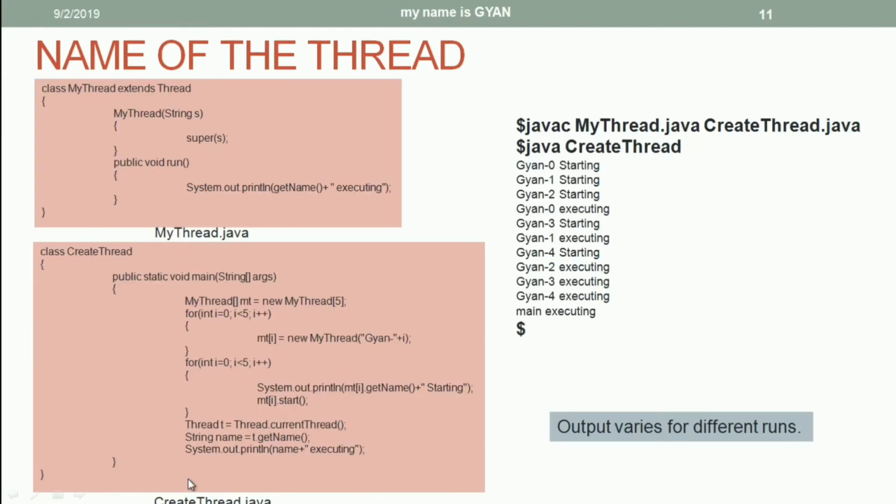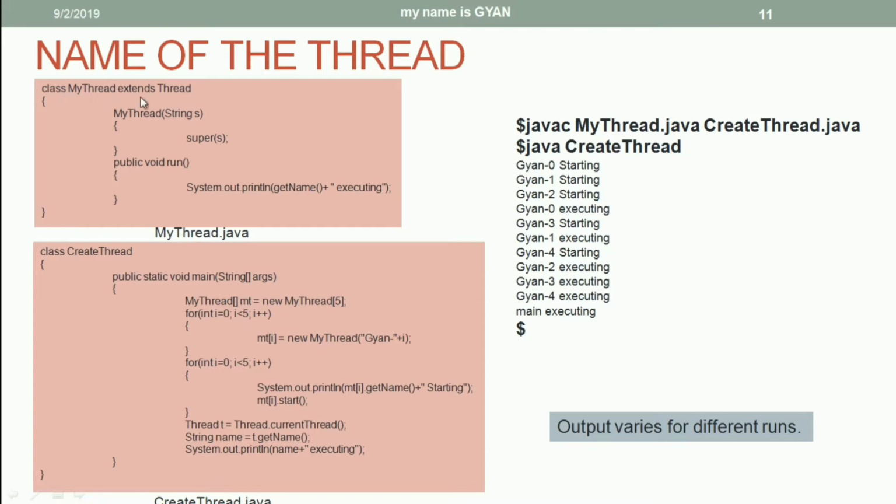Here we have two Java files, createThread.java and myThread.java. In createThread.java, we have the class createThread, which contains the method main. In the method main, we are creating a new array object of type myThread. There are a total of 5 elements in the array object of type myThread. The reference to that array object will be stored into the reference variable mt. Let's go to the myThread class and check what is there.